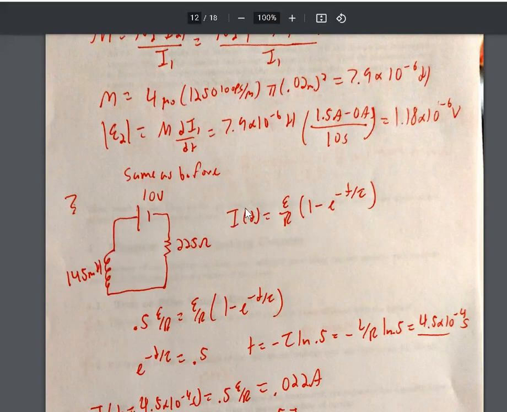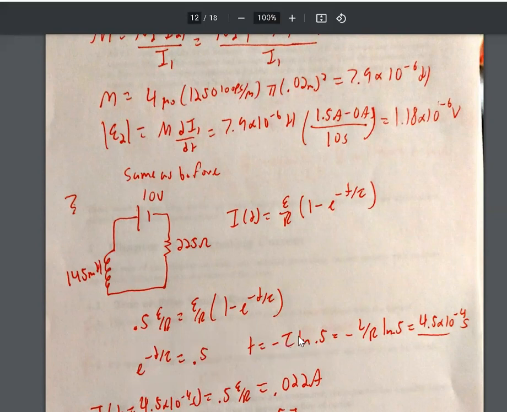And so we want this thing to be half of its maximum value. Well, this number here is its maximum value, so we just stick a 0.5 in front of it. And so this is the equation that we want to solve for t. Notice that the epsilon over R can just divide away. Then we can isolate the exponential, and we'll be left with this. And then we just take the log and solve for t. So t is minus tau times the log of 0.5.